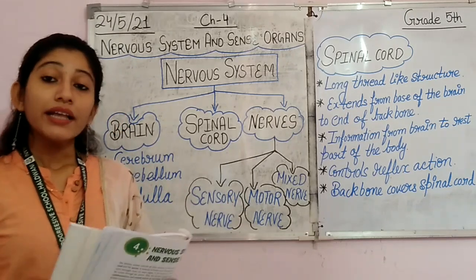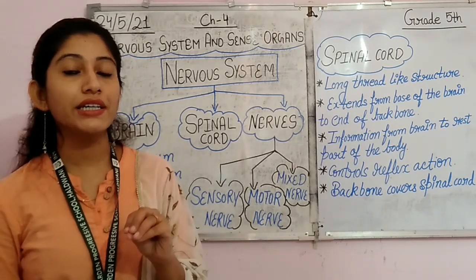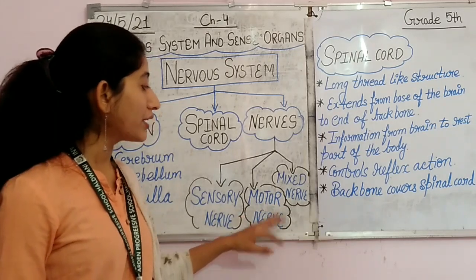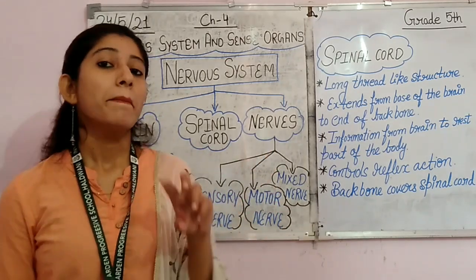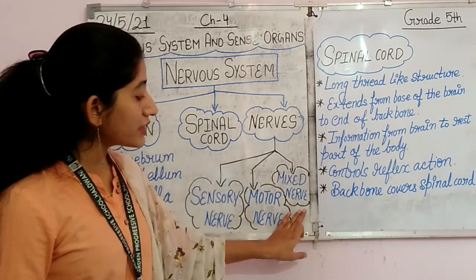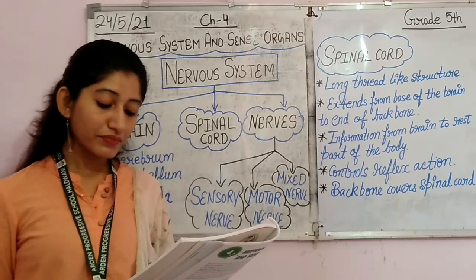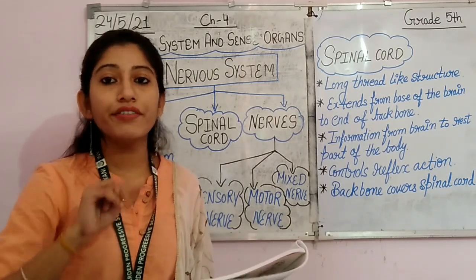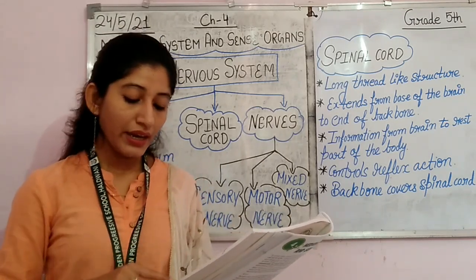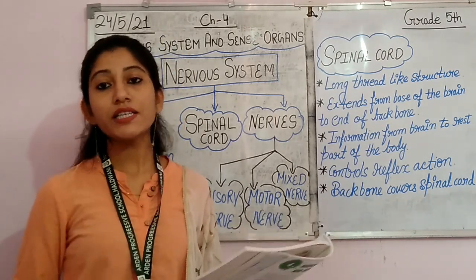And the third type of nerve we have is the mixed nerve. See beta, I have told you about the sensory nerve and the motor nerve. The third name is mixed nerve. The name itself suggests that the work done by these nerves will be of a mixed type. Some nerves do both functions. Both functions means they carry messages to the brain and spinal cord as well as bring orders from the brain and the spinal cord.